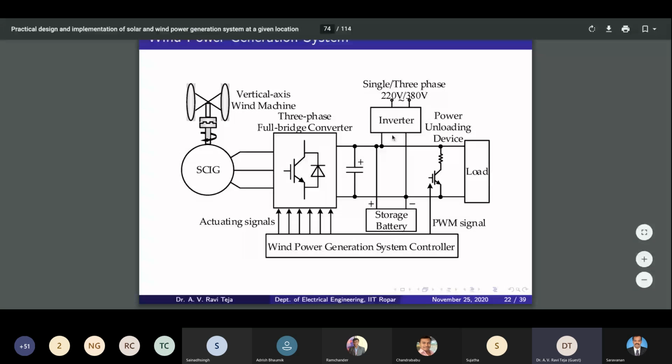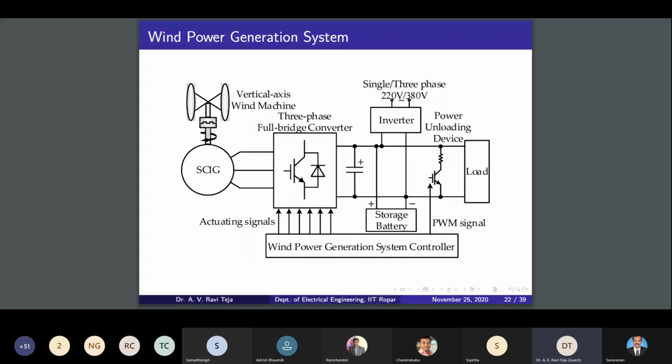Once that is done, then you decide this is the rating of the generator, and this is the rating of this thing, and these all you will take considering how much power you are trying to inject to the grid. Again, same like solar, how many units you want to generate in a particular day.